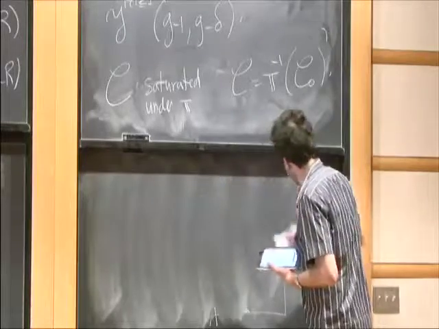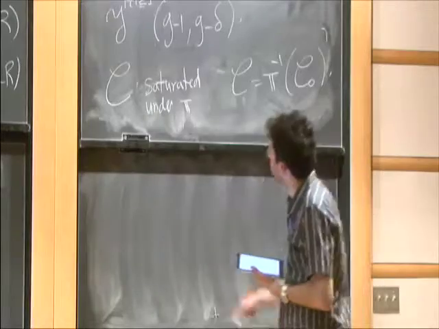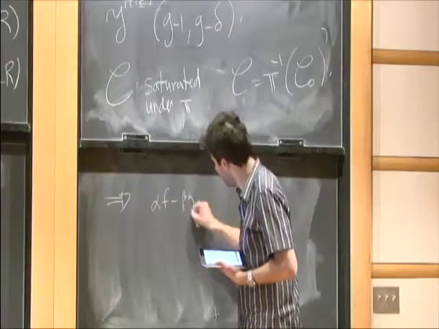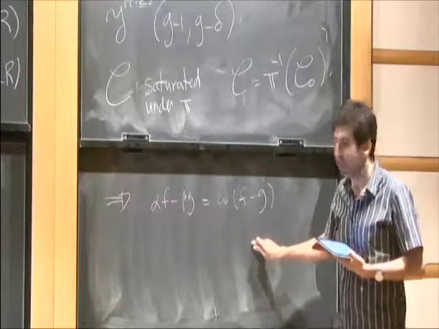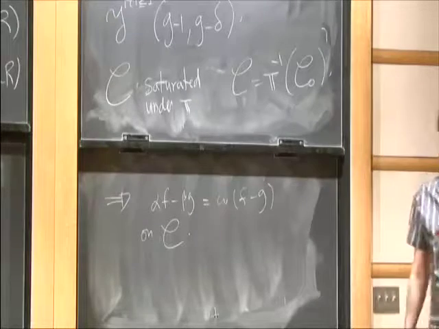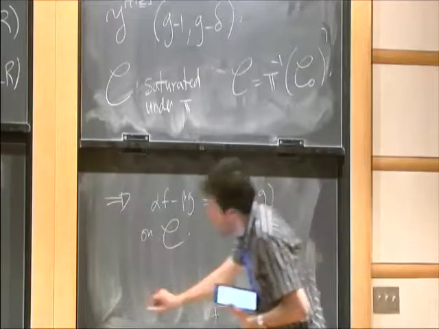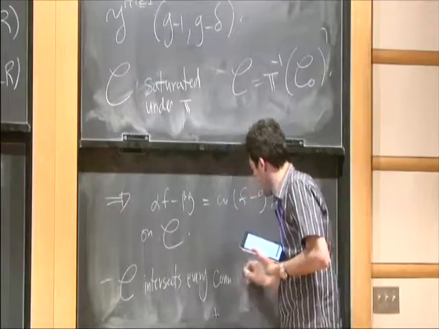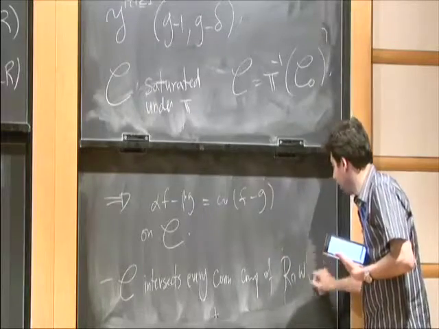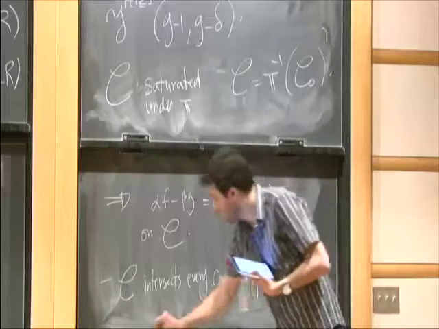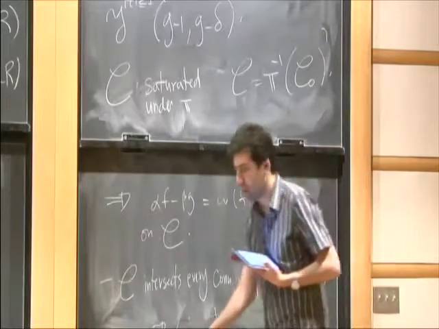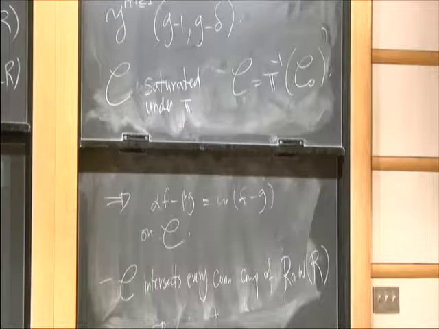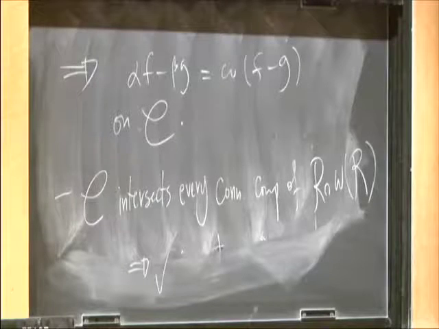It's a bit of a technical point, but I want to mention it because, as I said, it matters for the generalizations of this. So in short, all of this shows me the following: that alpha f minus beta g equals w of f minus g. This is my desired equality. But I can only prove it on C, which is smaller than R intersection W R. Now here is where you use the geometry. You show that C intersects every connected component of R intersection W R, and that proves it over the desired region. All right. Anyway, the point being that here I need to really understand what's happening in the middle of my moduli space in terms of geometry.